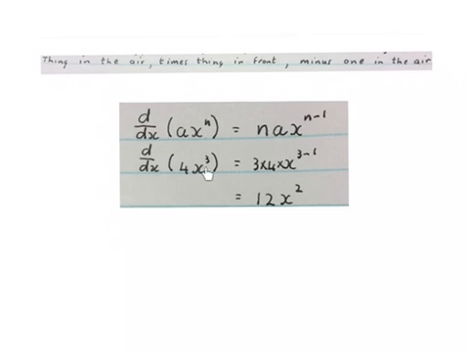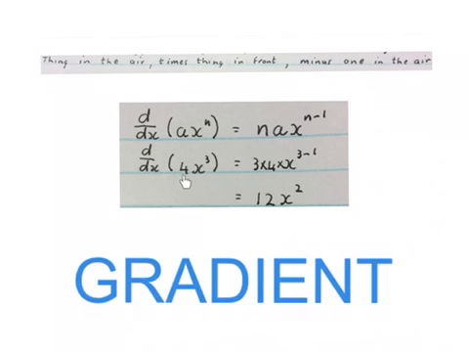Differentiate 4x cubed. You take the thing in the air, times the thing in front, you minus 1 in the air. So it's 3 times 4 will give you a 12. And you minus 1 from the 3 gives you a 2. So if you differentiate 4x cubed, you'll get 12x squared, and that'll be the first derivative, and it'll be the formula we'll use for the gradient. We're not going to cover that in this video.